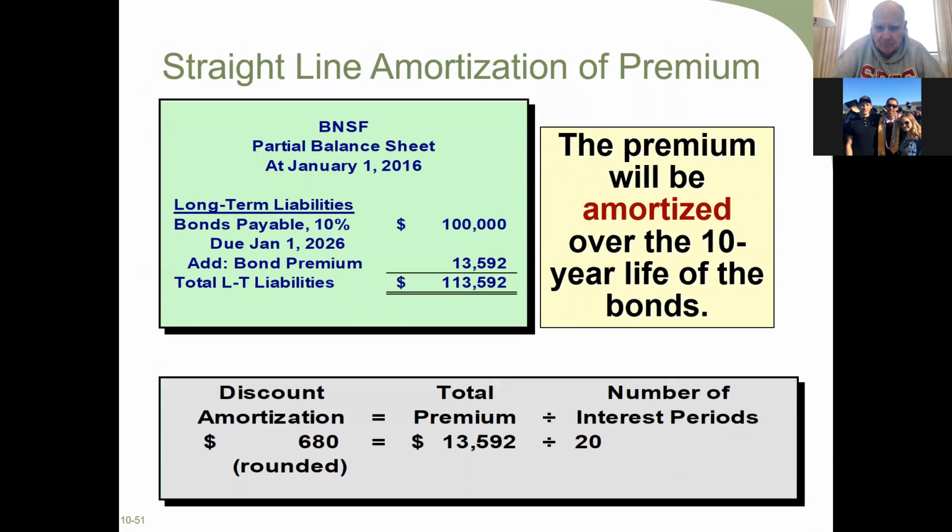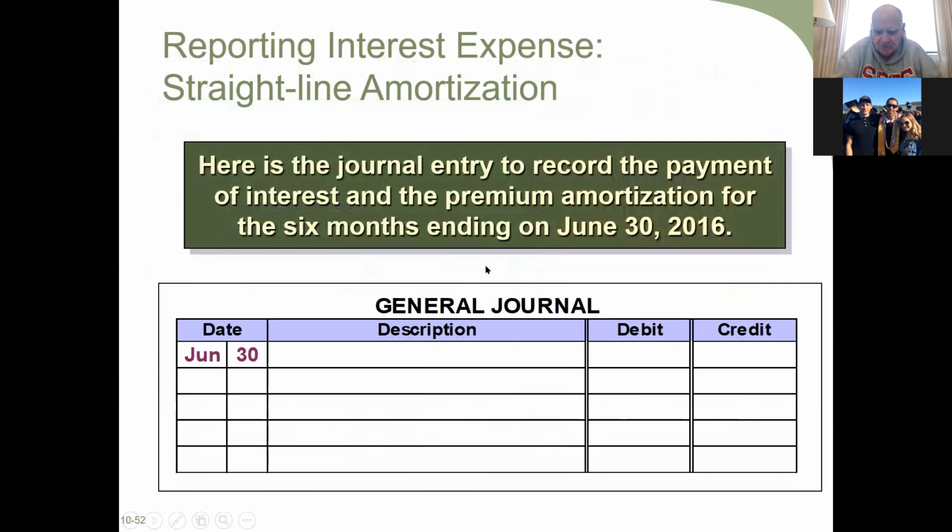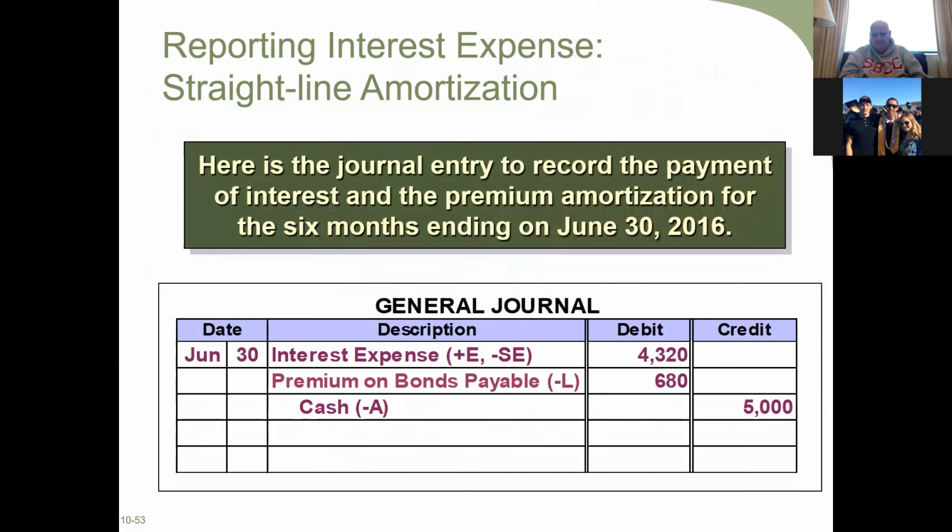Straight line. Okay, straight line, 20 periods, 13,592 premium at the beginning, divided by 20 is $680. And there we go. You're going to write the same exact journal entry 20 times. You can go into your computer system right now, and if it lets you go into future periods, you can say, wow, I got this bond booked already through 2026. Because it's straight line, right?